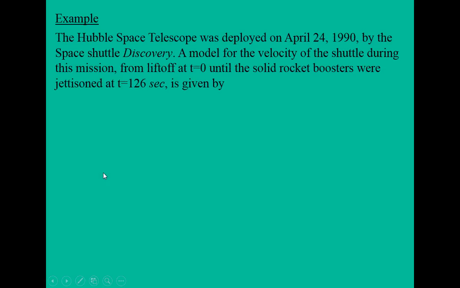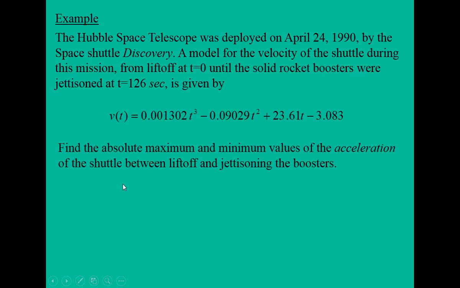The Hubble Space Telescope was deployed on April 24, 1990 by the Space Shuttle Discovery. A model for the velocity of the shuttle during this mission from liftoff at t equals 0 until the solid rocket boosters were jettisoned at t equals 126 seconds is given by. So here is the velocity function.